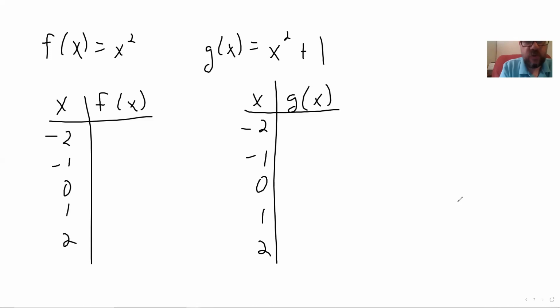So when I put -2 into x squared, I get out 4, as we saw a second ago. If I put -2 into g, I'm going to square the -2 and get 4, and then add 1 to that and get 5. So let's think about what happened there. I got the same thing, right? X squared and x squared, those parts are the same. The only part that's different is the +1 in the g of x.